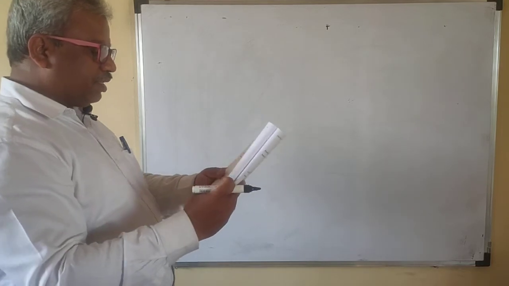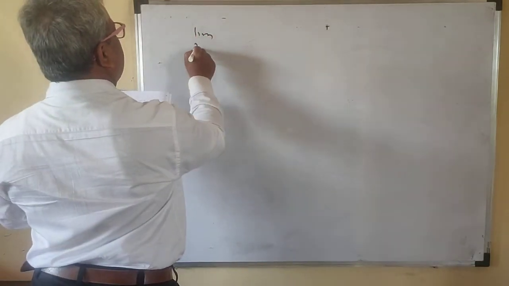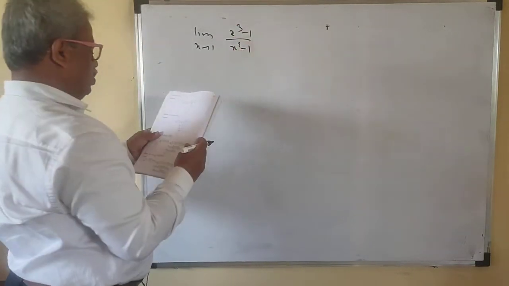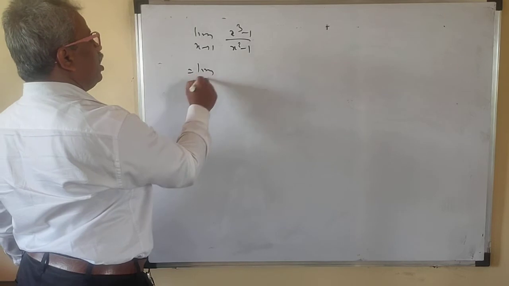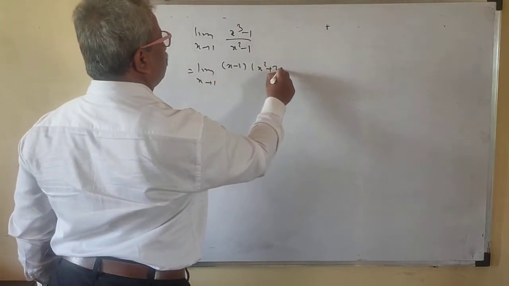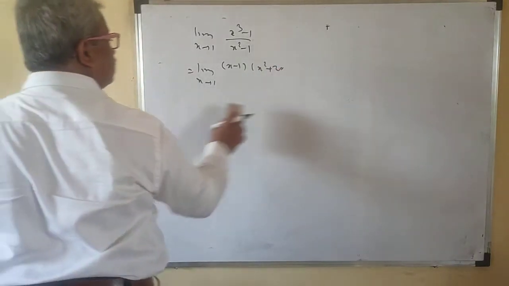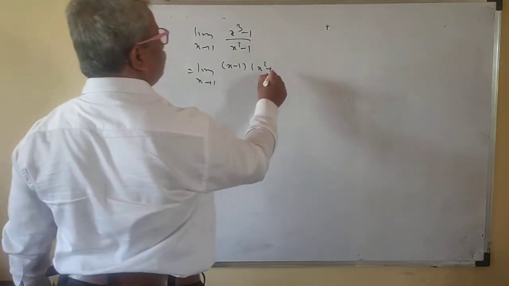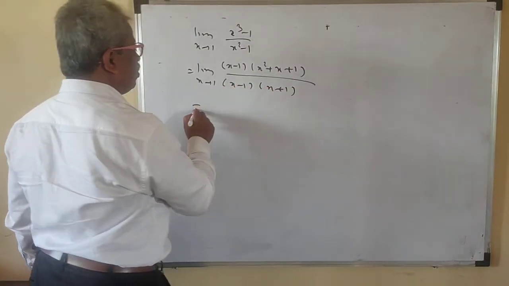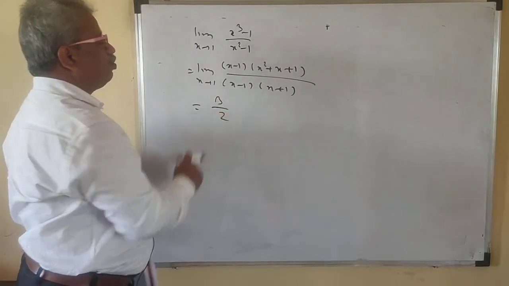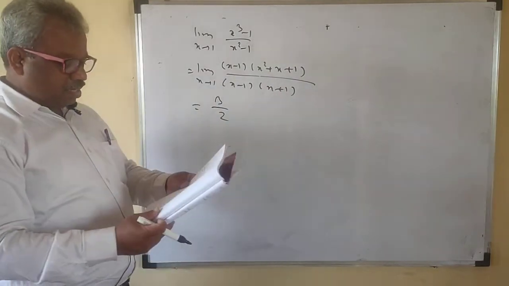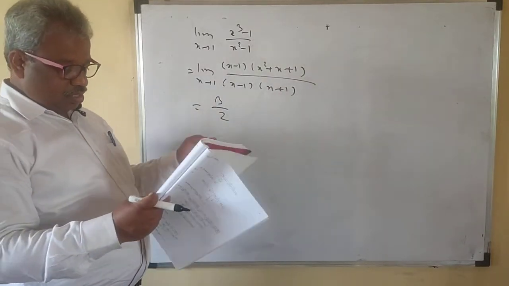Now we have solved a number of examples. Let's see the simple problems on this. Suppose we have limit x tends to 1 of x square minus 1 upon... you are familiar with this one. This is x minus 1 into x square plus x plus 1, upon x minus 1 into x plus 1. Then x minus 1 gets cancelled, and putting x equal to 1, we get 1 plus 1 plus 1 upon 1 plus 1. So this will be 3 by 2. You should remember this.